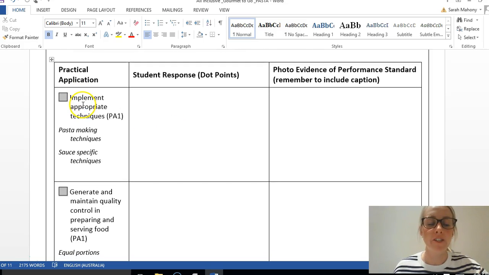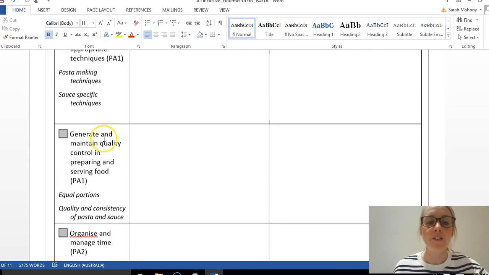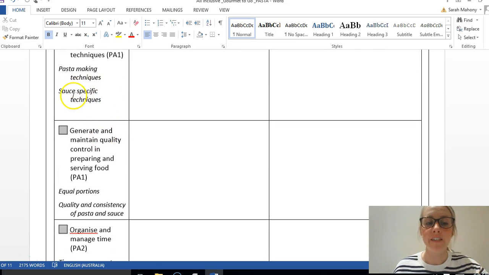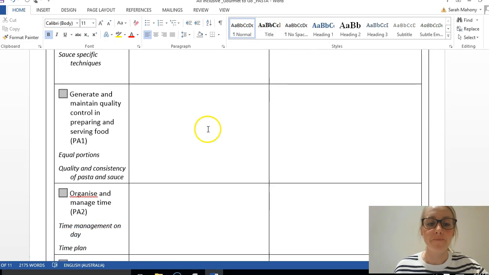First of all, implementation of appropriate techniques. Obviously the technique that you are required to use is the pasta making technique, so it's important to write about that. And then you're going to have specific techniques that relate to the sauce recipe that you have chosen. So comment on both those techniques and how they were performed, what the outcome was on the day, etc. And then your imagery here.